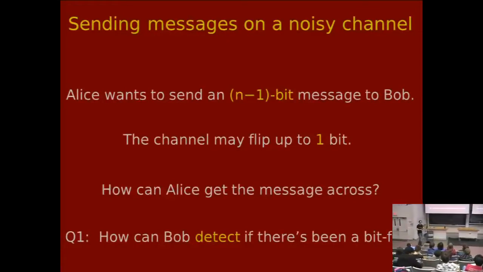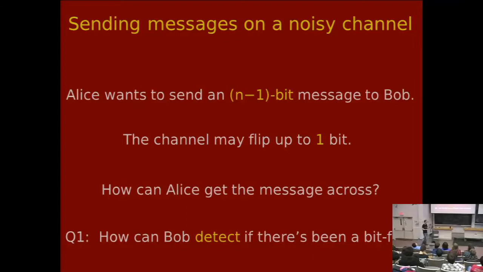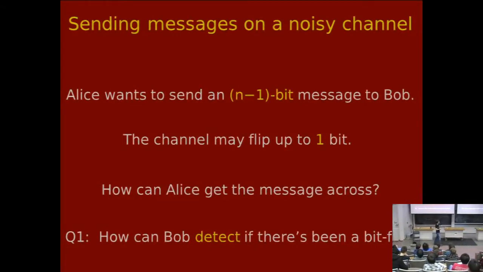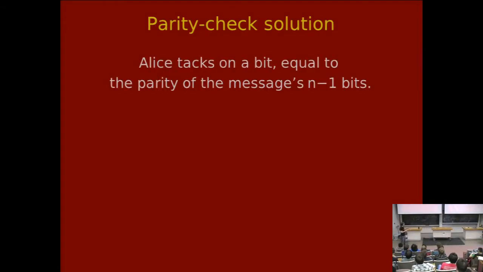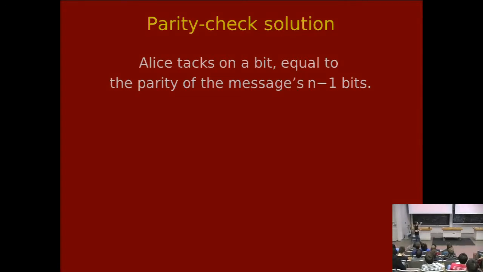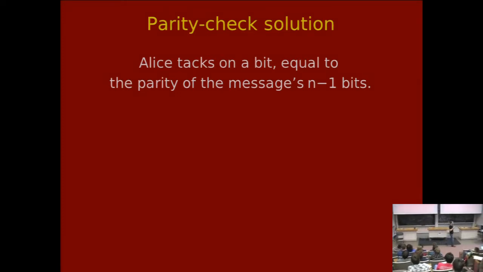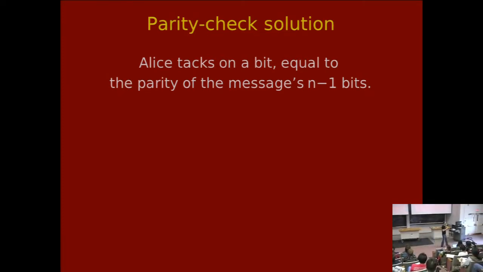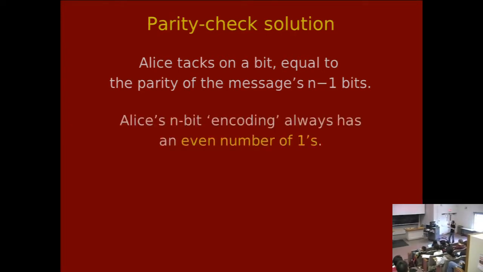Yeah, exactly right. Just tack an extra bit on the end, which is the parity of all the message bits, or a parity check bit. So this is a fairly well-known basic idea in computer science. She just tacks on a bit that's the parity of the message's n-1 bits. Which in particular means she's always transmitting a string that has an even number of ones, no matter what her original message was.